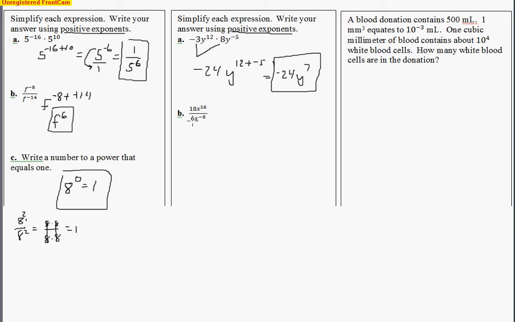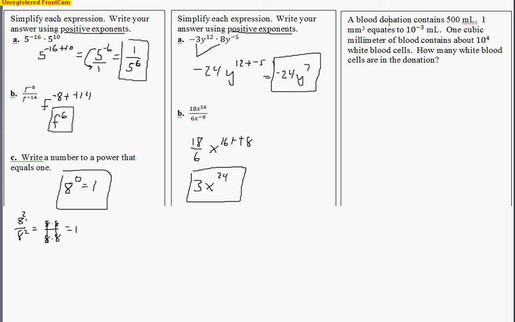Next one, I divide 6 into 18 and then count up how many x's I've got. 16 minus negative 8 is what I'm going to do there. So this 6 goes into 18 3 times. Then for the x's, add the opposite, and I end up getting 24 x's altogether. So 3x to the 24th would be the answer.